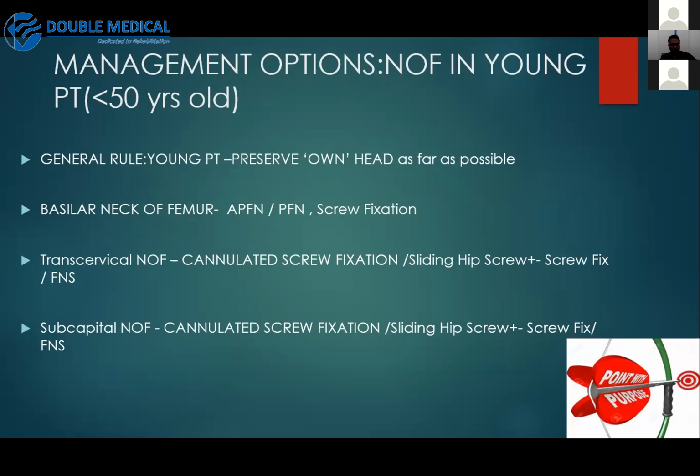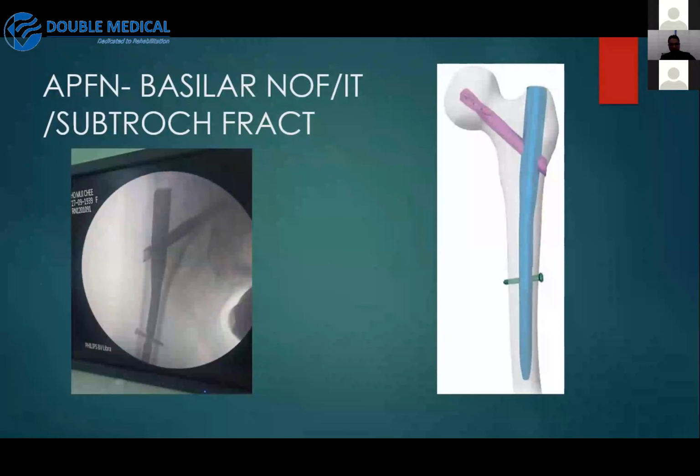And of course, options for subcapital neck of femur fractures will be cannulated screw fixation, DHS, or the FNS. As we know, this is one of the examples of the APFN from Biomechanics, and it's a good option for subcapital and basicervical neck of femur fractures as well.